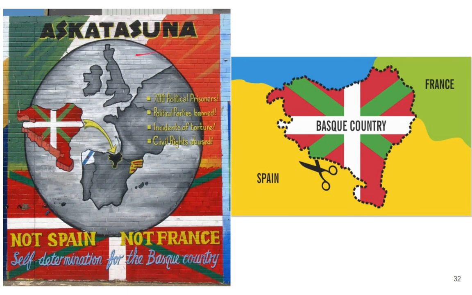I thought this is a pro-Basque separatist mural painted, I believe, in Belfast in Ireland, showing their support for not just the Basque country, but also Catalonia and Galicia. And another map showing the Basque flag over the Basque country and the idea that they're not Spain, they're not France, we're Basque. We are our own country, we are our own language, our own culture. We should have autarky, we should have self-rule.